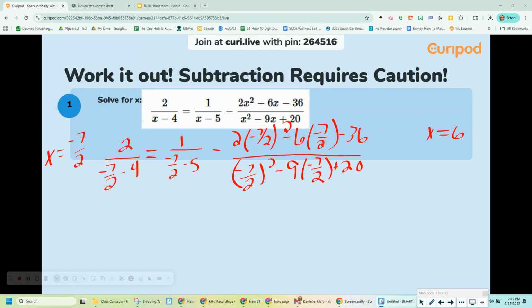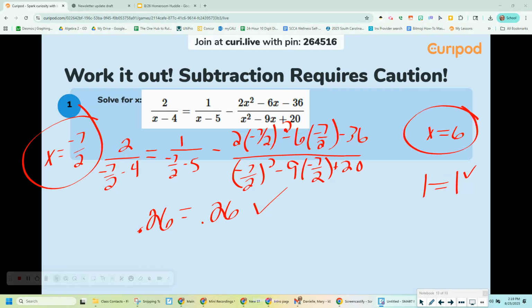Now, you can bring in Desmos to do this calculator work for you. I would highly suggest that you do that. What you're going to get here is 1 equals 1, so that is going to be true. When you substitute in 6, you're going to get 1 equals 1. When you substitute in negative 7 over 2, you're going to get 0.26 equals 0.26. So those are both solutions, and I'm good to keep both of them.